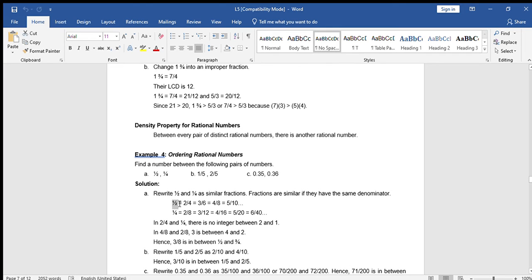First, what did we do so that they became 2 over 4 and 1/4 became 2 over 8? We multiplied by 2, right? So, 1 times 2, that's 2. 2 times 2, that's 4. 1 times 2, that's 2. 4 times 2, that's 8. So we have 2 over 4 and 2 over 8.